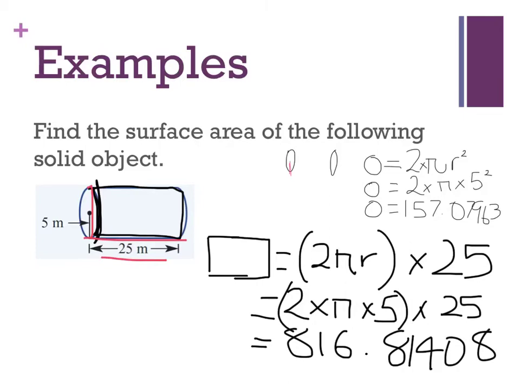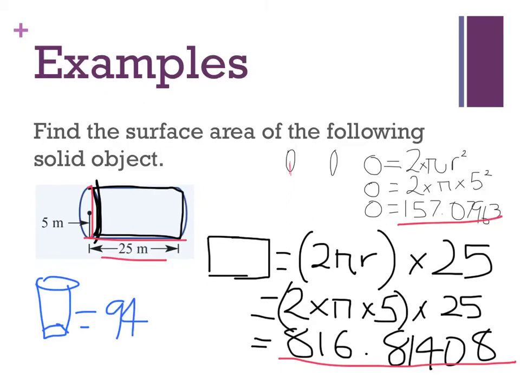816.81408. Okay, total area. The total area of my cylinder is worked out by adding this and that together. If I add those two together and round it to 2 decimal places, I come up with an answer of 942.48. Now, what's my measurement in? Meters. Excellent. And it's area, so it's squared. So I get a total of 942.48 meters squared.